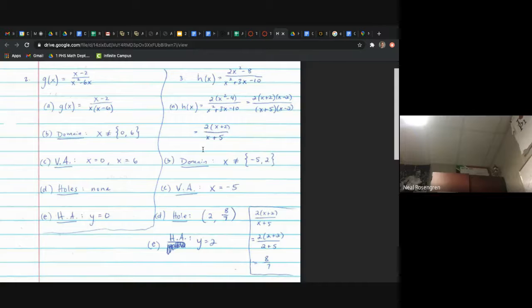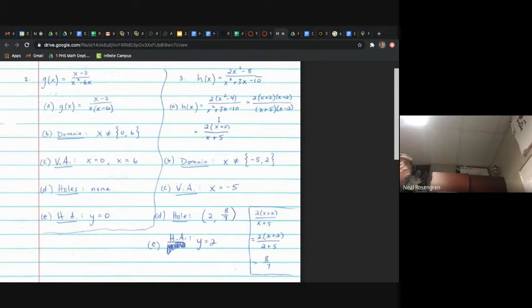But then I keep going, right? The top had x squared minus 4, so x plus 2, x minus 2. The denominator was just a quadratic, so I just need two numbers that add to 3 and multiply to negative 10, so x plus 5 and x minus 2. And look at that, an x minus 2 up top and an x minus 2 on bottom. So these two are gone, right? x minus 2 is gone, x minus 2 is gone. And there's a simpler version of that function.